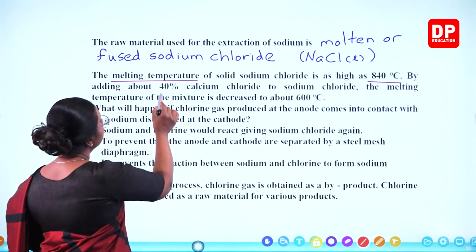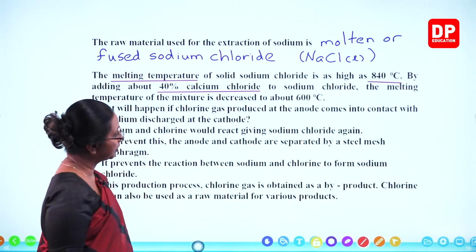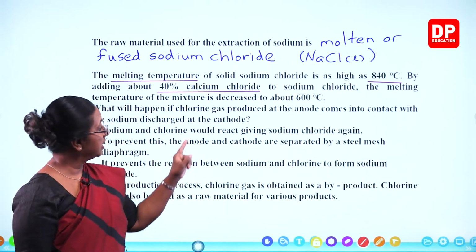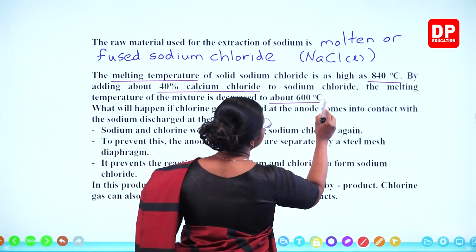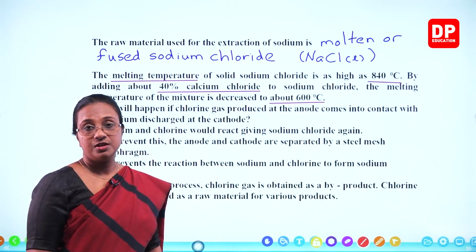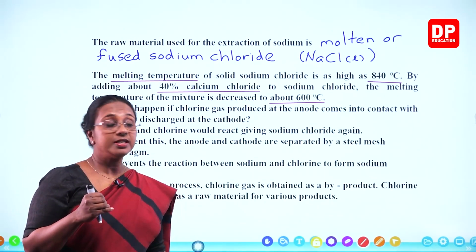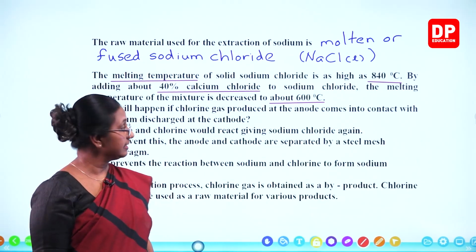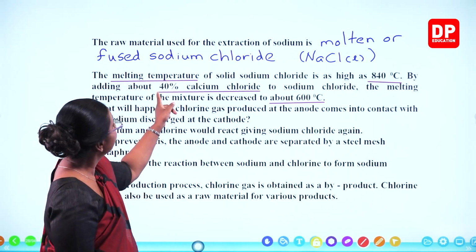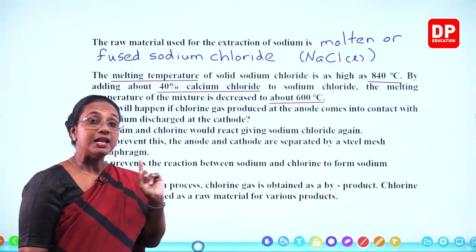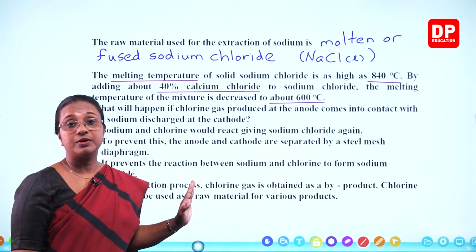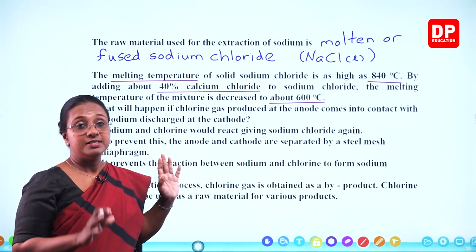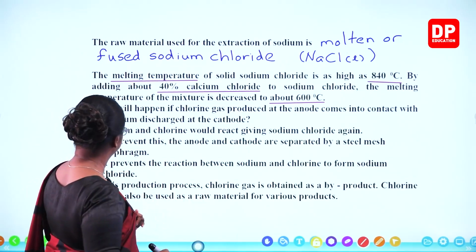By adding about 40% of calcium chloride to sodium chloride, the melting temperature of the mixture is decreased to about 600 degrees Celsius. So from 840 degrees Celsius, we bring the melting point down to 600 degrees Celsius. So there we add 40% calcium chloride. Like I told you all, this calcium chloride does not interfere with the reduction of sodium chloride. Still, the products are the same.